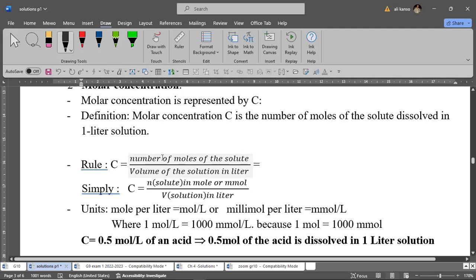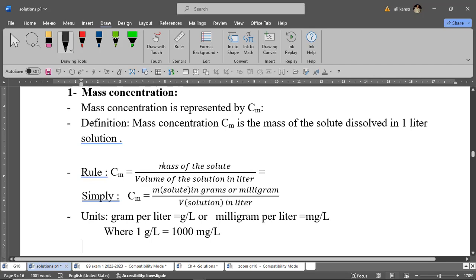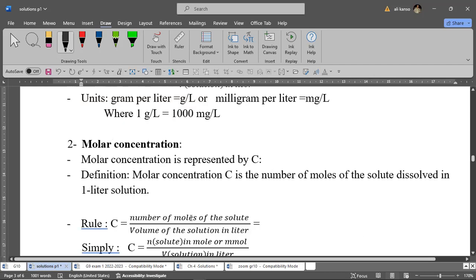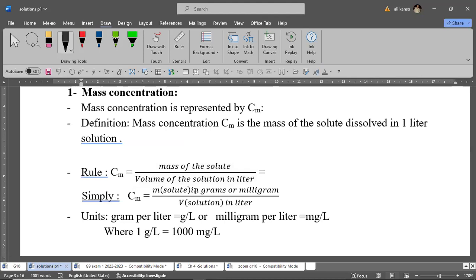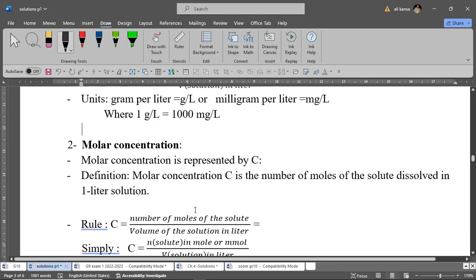They have some similarities and some differences. The difference is in the mass of solute and the number of moles of solute, but both of them are divided by the volume of the solution in liters.